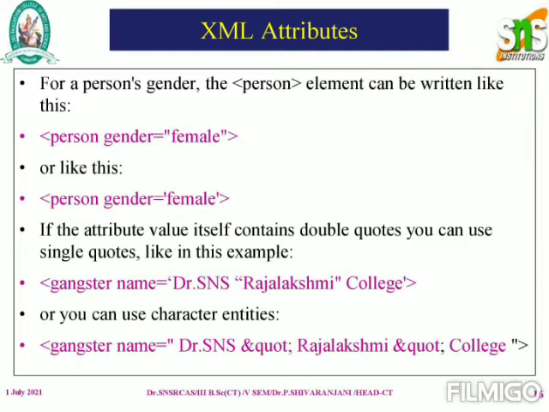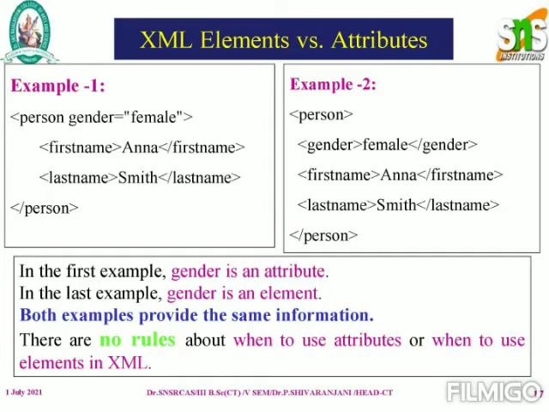So now we are going to see the difference between XML elements and XML attributes. In the first example, it will describe the example for attributes, and the second example will describe the example for elements. Right. So now the gender here, for the person gender equal to female, has been given within double quotes. So this is an example for an attribute. Whereas in example 2, now I'm giving a person and I'm giving the gender as female. Right. So this is an element for the particular XML tag.